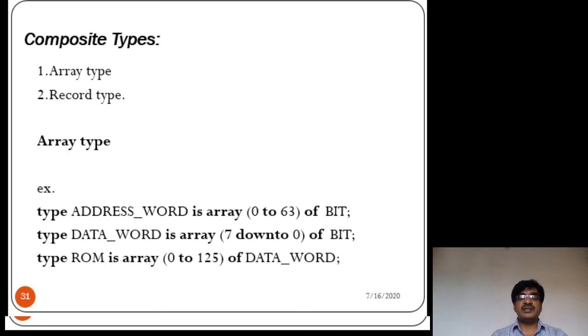In array type, what is the meaning? All the values are of the same type. That is, type address word is array 0 to 63 of bit. That means the address word is declared as an array with how many locations? 64 locations. With the 64 locations, each location holds which type of data? Only bit type of data. That is, all values are of the same type of data. Like that, an array type can be declared.